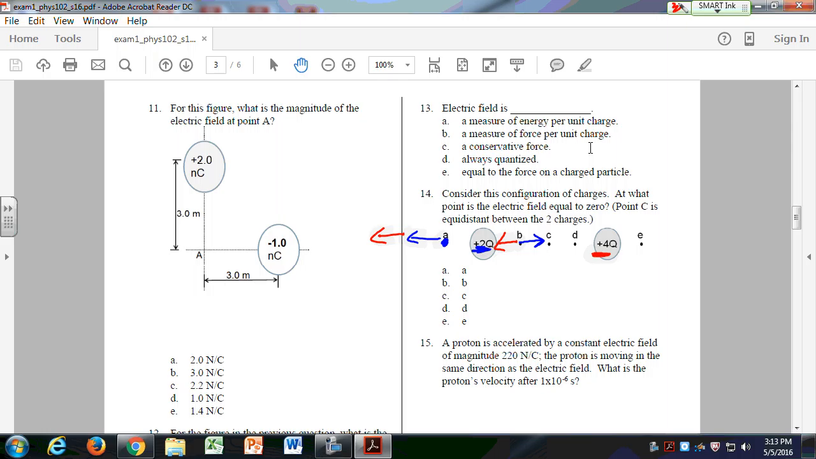If you do the same for D, you find that this charge dominates the electric field because it's so close. And then over here, the electric field for both of them is in this direction. So the electric field cannot be 0.